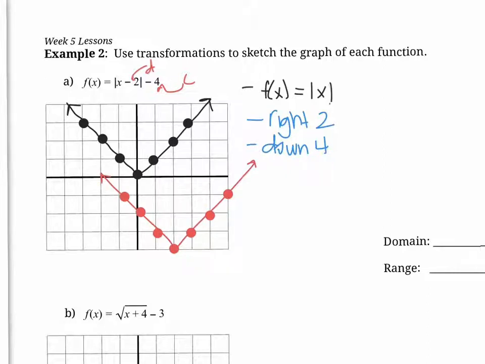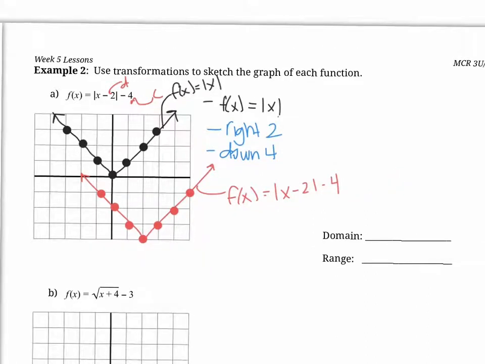and we are done. The final thing that we're going to do is we're going to label. So whenever you have multiple graphs, you just have to label them. So this guy here, that was just f of x equals absolute value of x. And this one was our final function. This was f of x is equal to the absolute value of x minus 2, all minus 4.